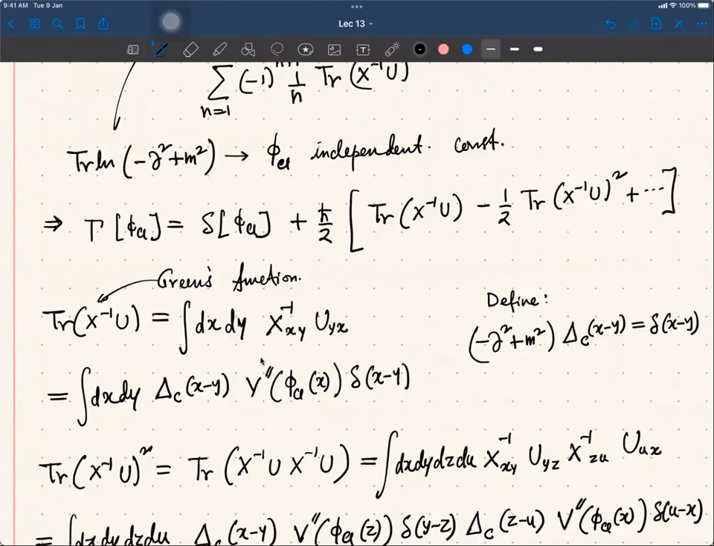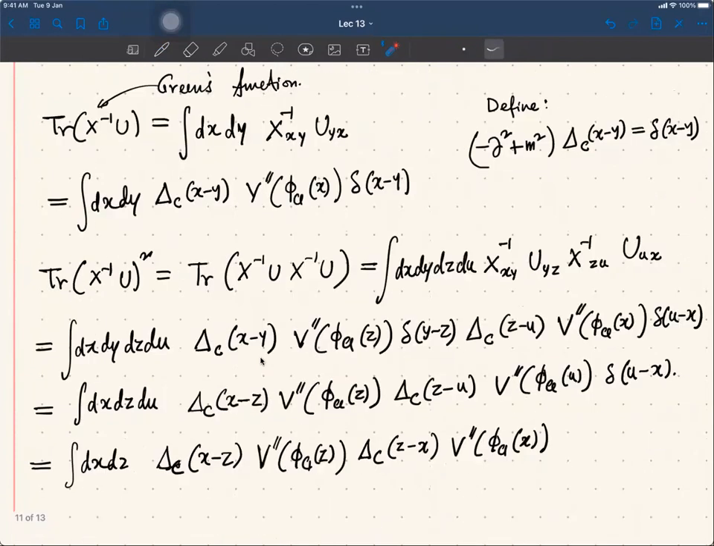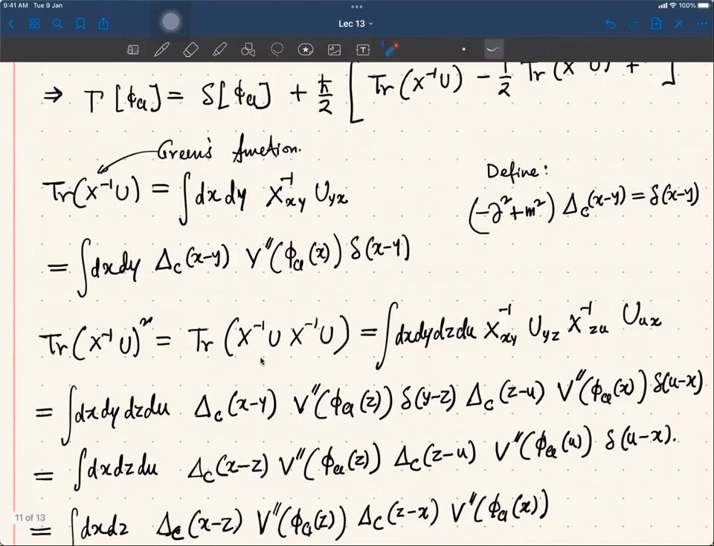So that is how the effective action is going to look. This is the classical action plus the order h bar contribution, which has this series of terms, and this can be calculated this way using the Green's function here. Okay.